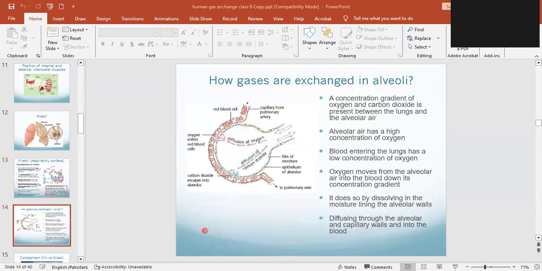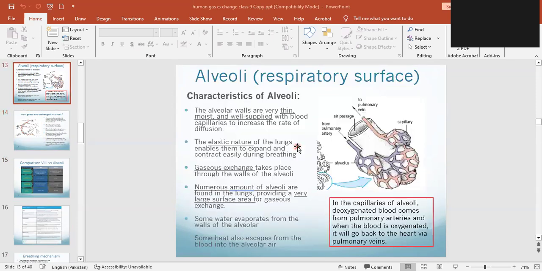Next, when you are breathing out, this moisture lining is also released along with the carbon dioxide in the form of water vapors. That's why when you exhale, your air feels warm, right? And it's a bit moist because some of the moisture is also released through the alveoli along with the carbon dioxide. And the heat is also removed. That's why when you're hyperventilating, you're also releasing the heat. Your body cools down. So these are the structures of the alveoli.